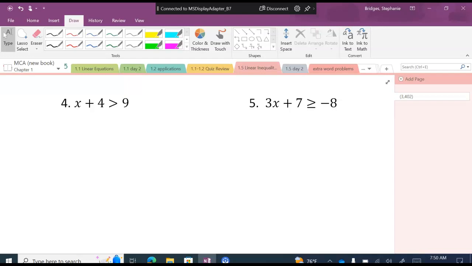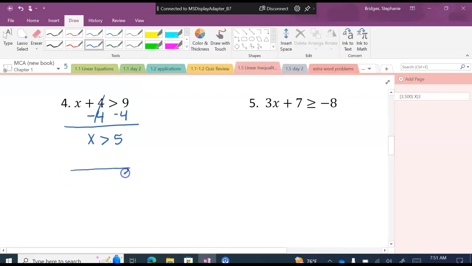If I said x plus 4 is equal to 9, what would I do? Subtract the 4. We're going to do the same thing here. We're going to take and subtract our 4 over. Then that leaves me with x is greater than 5. And then we do exactly the same thing. We want to sketch a graph so that we can then write our interval notation.